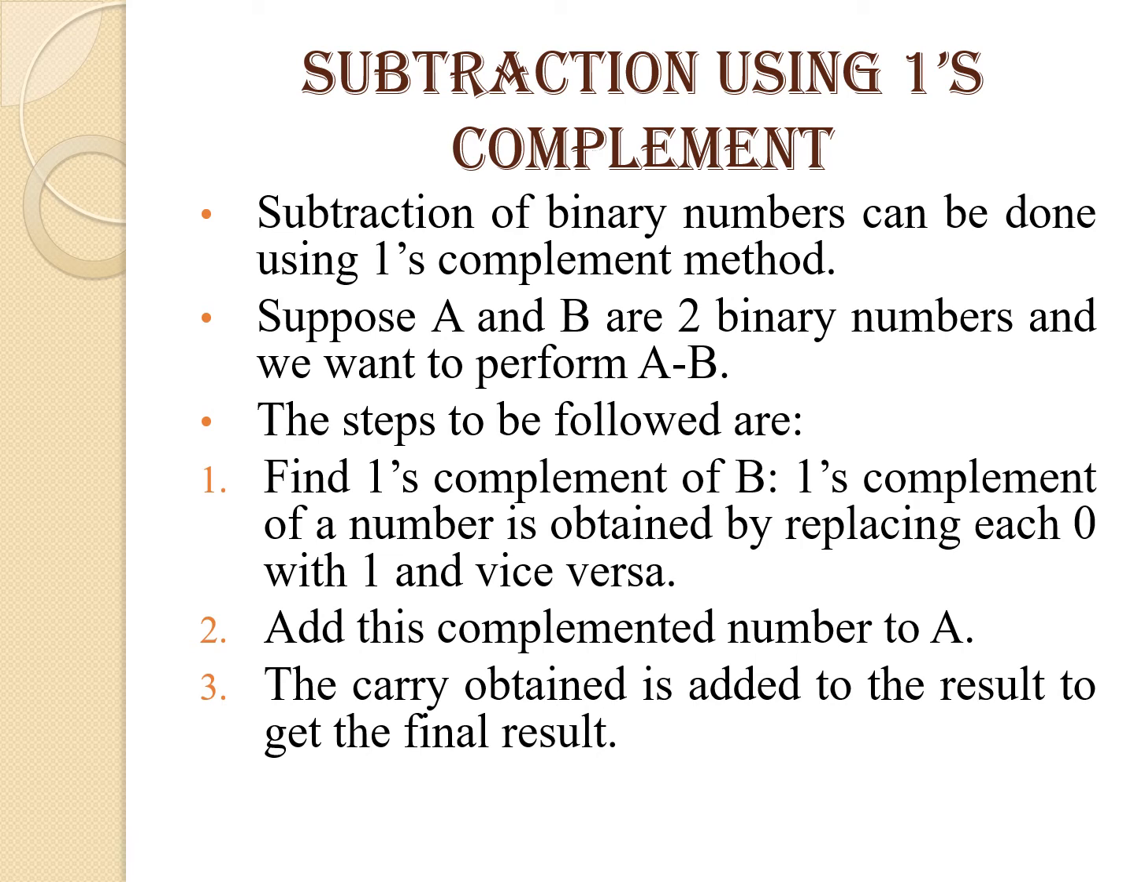Subtraction of binary numbers can be done using the 1's complement method. Suppose a and b are two binary numbers and we want to perform a minus b. The steps to be followed are: find the 1's complement of b. The 1's complement of a number is obtained by replacing each 0 with 1 and vice versa. Add this complemented number to a. The carry obtained is added to the result to get the final result.